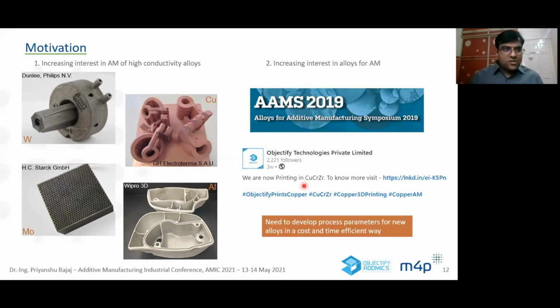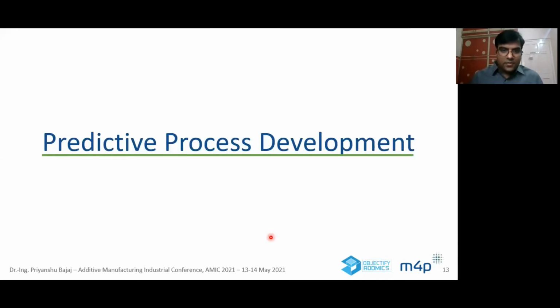Which brings us to the motivation for this talk, which is that there's a need to develop more predictive approaches to process parameter development. Trial and error is too slow and too expensive. We need to move towards using simpler, more predictive approaches.